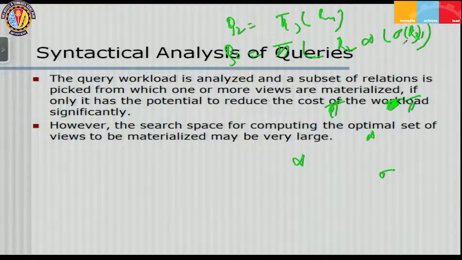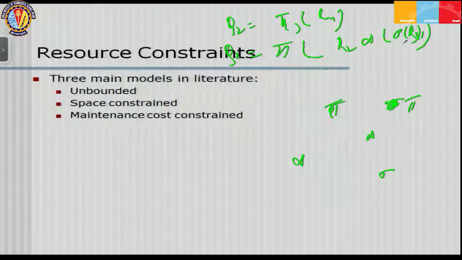And then we have the syntactical analysis of queries. The query workload is analyzed and a subset of relations is picked from which one or more views are materialized, only if it has the potential to reduce the cost of the workload. However, the search space for computing the optimal set of views may be very large. So in most practical algorithms, we use the multi-query DAG as an input for the queries or for the workload.